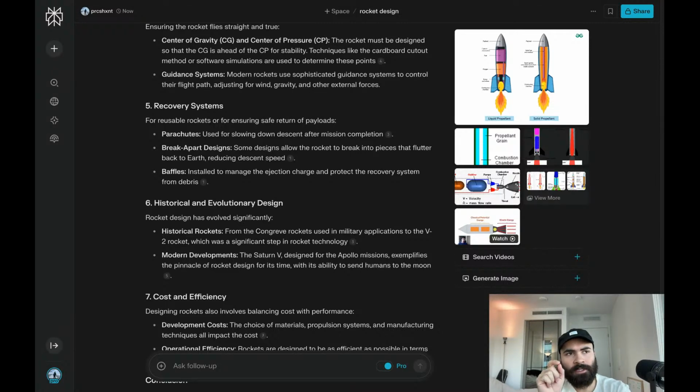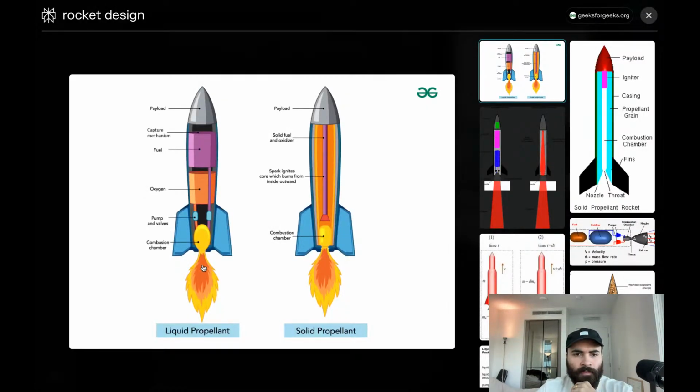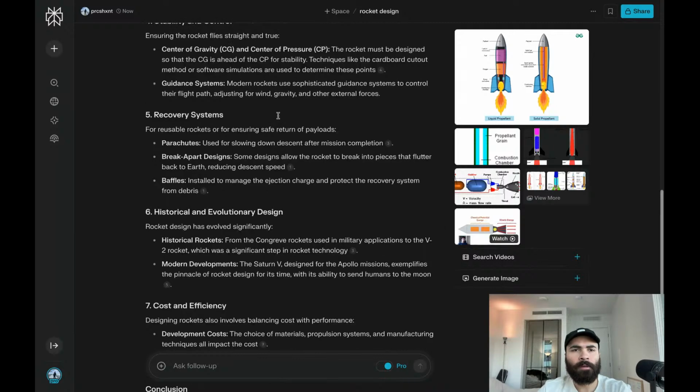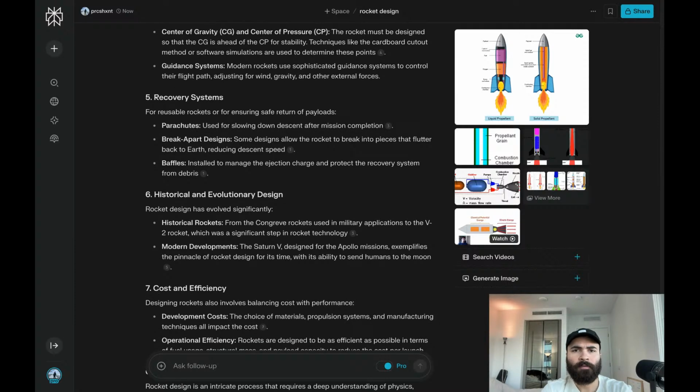I'm guessing the center of pressure is exactly at the point where the fuel is burned, maybe the combustion chamber. Yeah, it could be the combustion chamber, right? Techniques like the cardboard cutout method or software simulations are used to determine these points. We'll look into it further. What is a center of pressure?